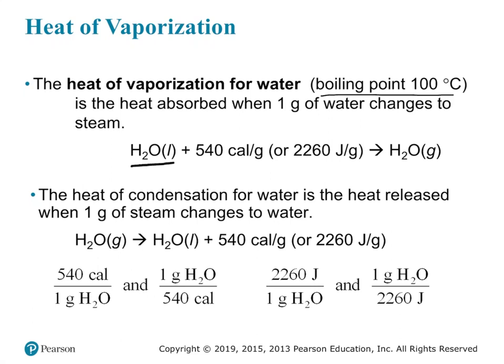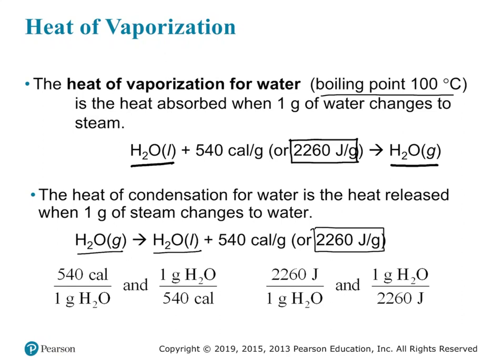So if we start with liquid water and add 2,260 joules of heat per gram, we end up with a gas. And so that little g in parentheses means gas. And then we can also look at the reverse process. Let's say we have a gas and it's condensing. So we start with a gas and we end up with a liquid and we release 2,260 joules per gram.